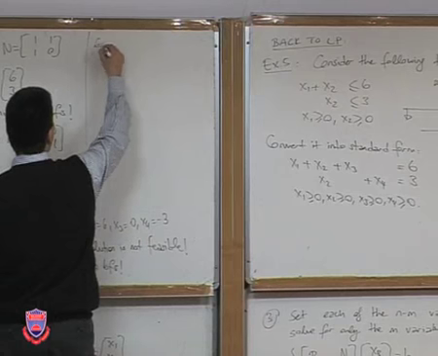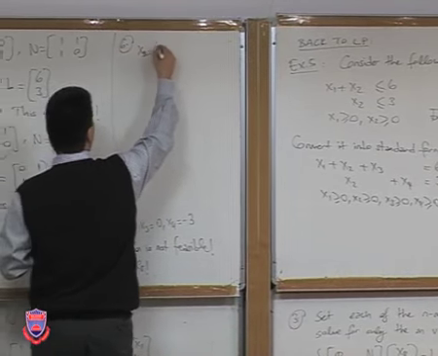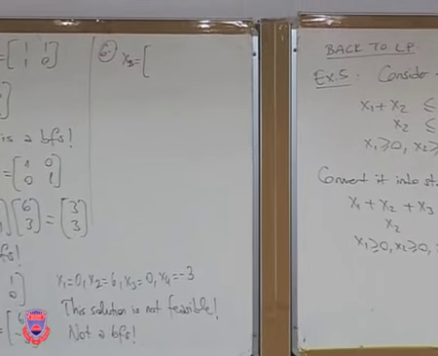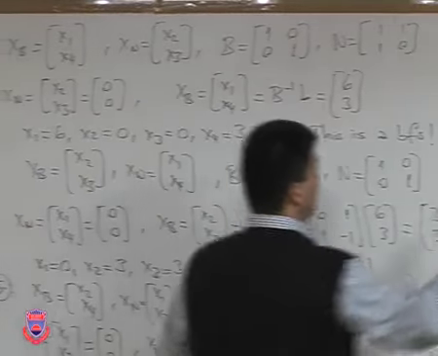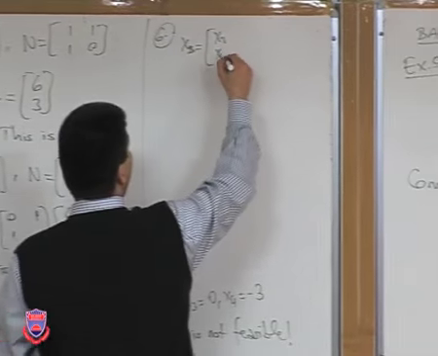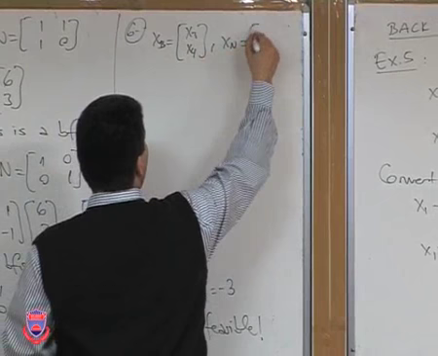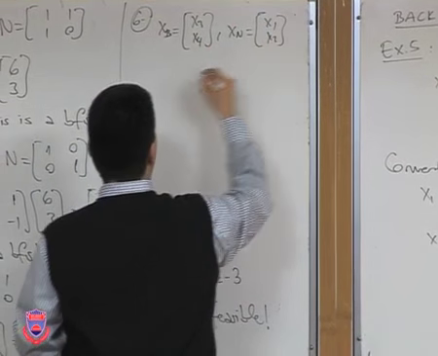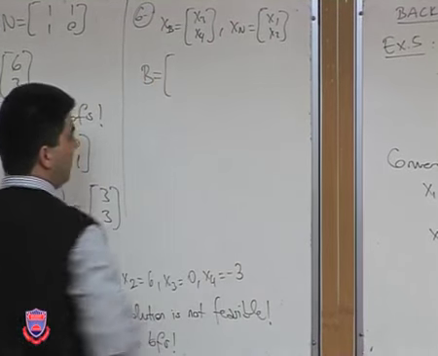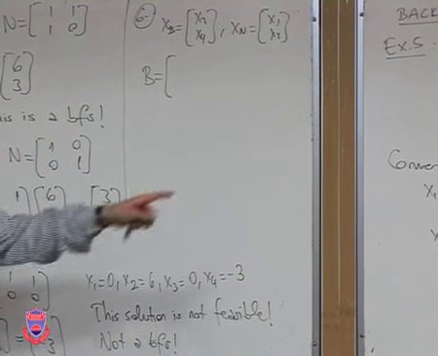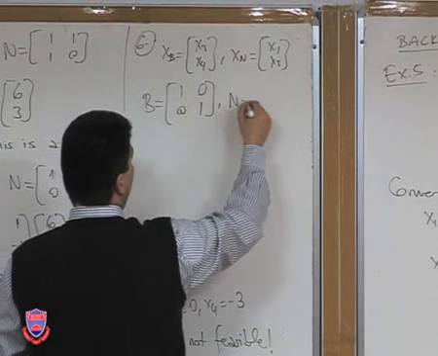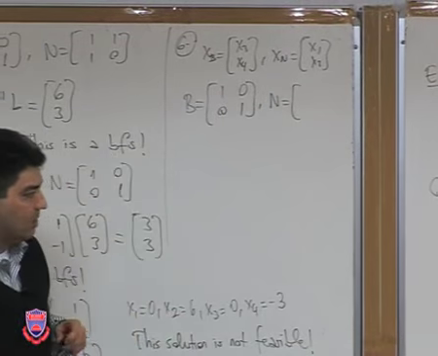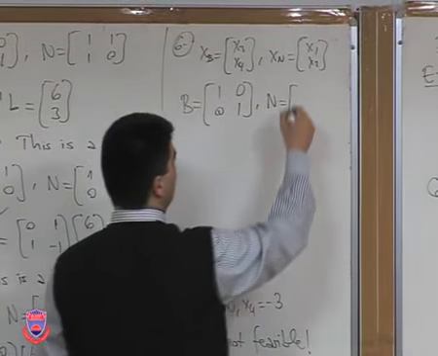So what's the final possibility? xp will be given by x3 and x4. xn will be given by x1 and x2. What's the value of matrix B? It's going to be given by the third and fourth columns of A, which is 1, 0, 0, 1. What about matrix N? It's going to be given by the first two columns, which are 1, 0, and 1, 1.